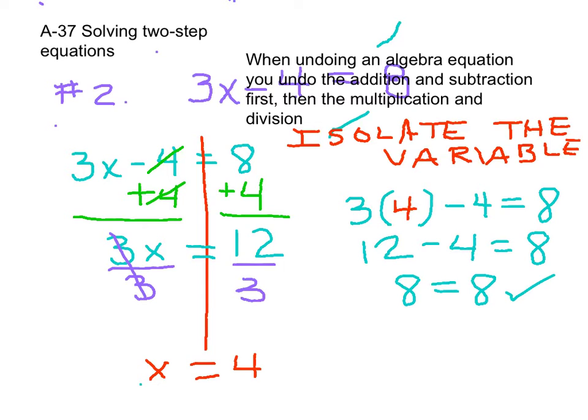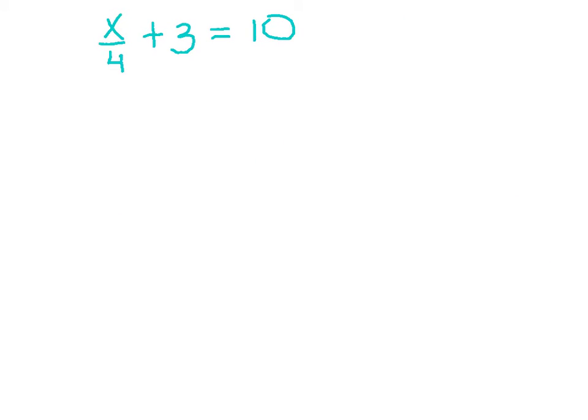And now let's go ahead and do one more from your homework. All right, so this is problem number 3 from your homework. So I have x divided by 4 plus 3 is equal to 10. So once again, when I undo, I'm going to do everything in the opposite direction. And that means that I do get rid of all my addition and subtraction first. So in this first problem, I need to remember that ultimately I want to come down here, and I'm going to get x is equal to something.